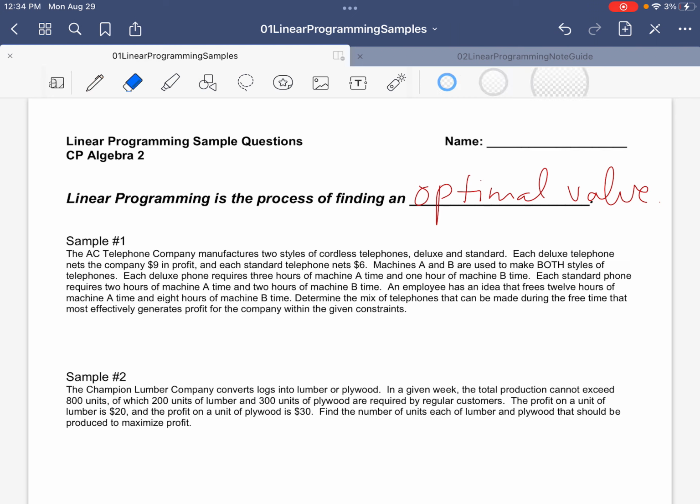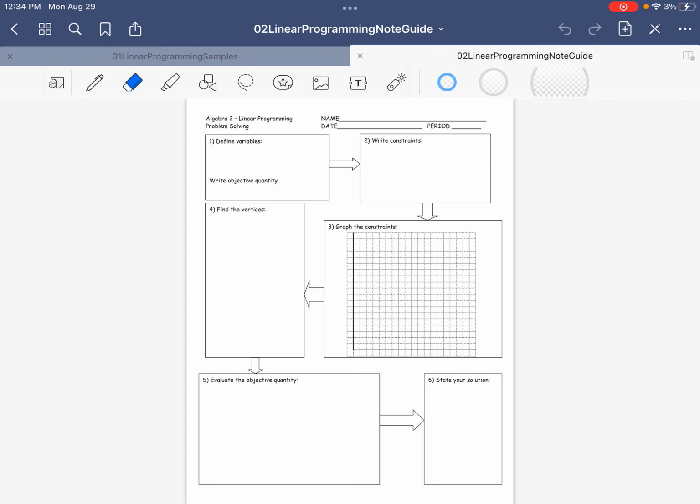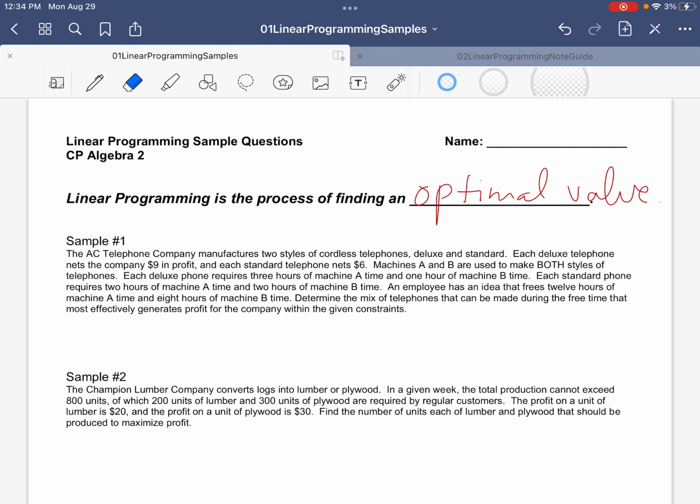Now, what we're going to do is sample one, and we will end up doing it on your little graphic organizer. We actually use this graphic organizer for every problem that we do for the next few days. But look at example one with me. It has to do with telephones. We've got two different styles of telephones. One of those styles is deluxe, and one of them is standard.